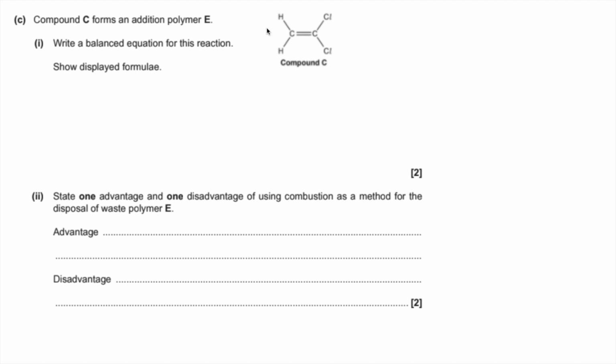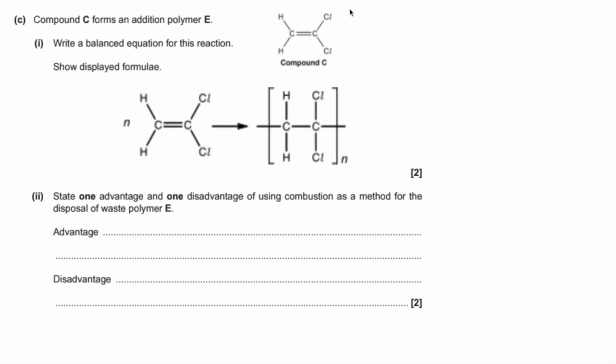Okay, so the final part of the question, we've got to write an equation for the conversion of compound C, this thing here, into the addition polymer E. So obviously what we do is we're going to break this carbon-carbon double bond. We're going to put end bonds on each side of the carbon, and we're going to wrap it in a square bracket. So that would be represented like that. Don't forget your little n there, which means that there's a large number of these molecules involved, and obviously this repeats itself, so there's a large number of repetitions of this. Remember, those end bonds have to poke through the bracket.